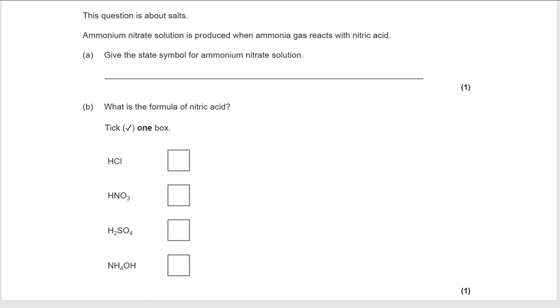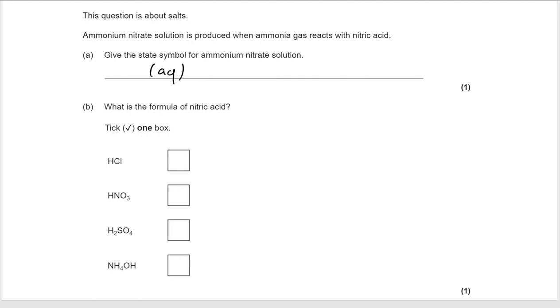The question is about salt. Ammonium nitrate is produced when ammonia gas reacts with acid. Give the state symbol for ammonium nitrate solution. Solution is the big clue here, but hopefully you're familiar anyway. Ammonium nitrate is a salt. When we make it, it means that we make an aqueous solution. So the symbol for aqueous is (aq) in brackets.